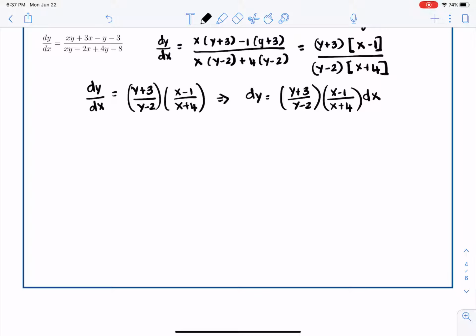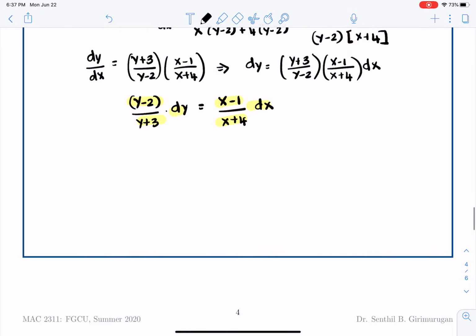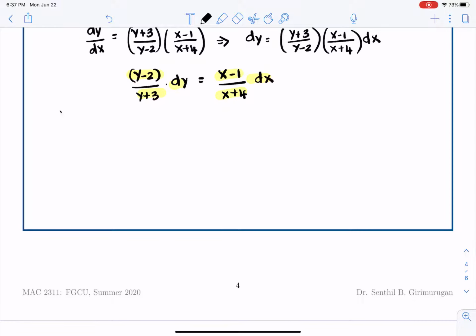And move the y fraction to the other side. We would have y minus 2 over y plus 3 dy equals x minus 1 over x plus 4 dx. And you look at that and say, oh, well, how do we integrate this? It is separable because we've separated the y terms and the x terms here. But how do we integrate?